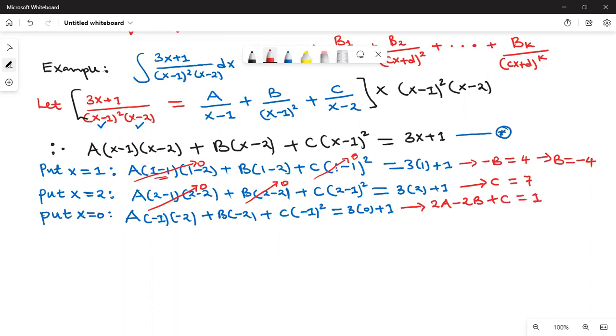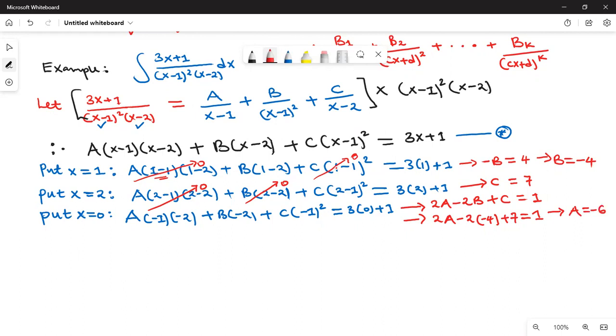But I know the value of B and C, so let me replace the value of B and C. So that will be 2A minus 2 times our B, which we got to be -4, plus C, which is 7, is equal to 1. So you need to make A the subject. So here we have 6 plus 7, that is 13. Then you take it to the right-hand side. So we'll have 2A is equal to 1 minus 13, that is -12. So 2A is equal to -12, of which if you divide by 2, you're going to get A is equal to -6. So you see we have found the values of A, B, and C.